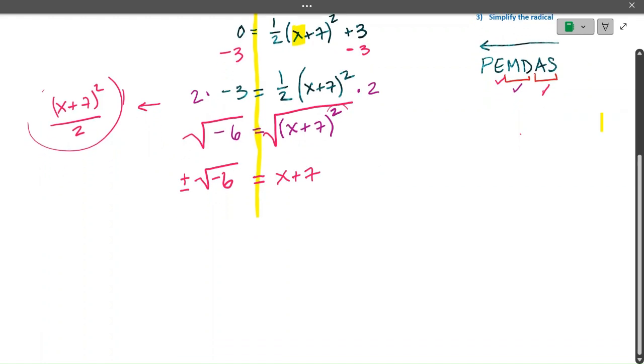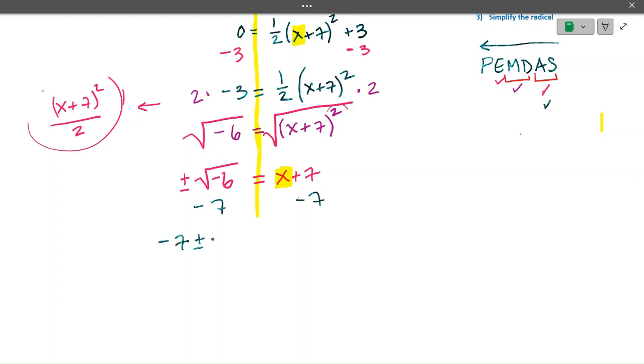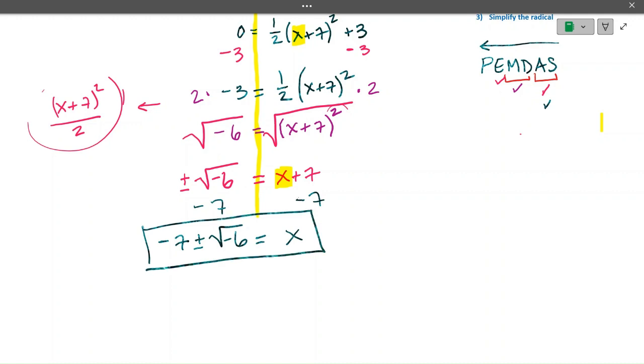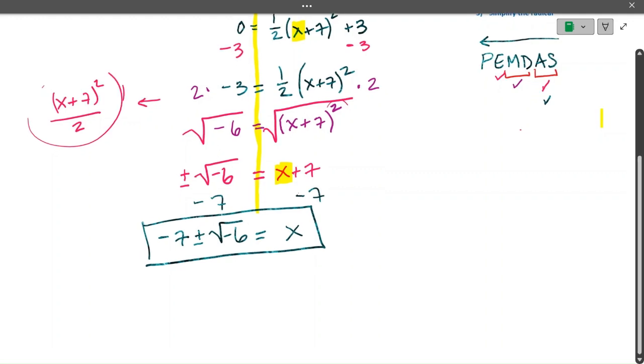We have no parentheses left. What that means is we start the order of operations over again, and we're back to addition and subtraction. I am in pursuit of getting this x by itself, so I'm going to subtract 7 from both sides. That leaves us with, I cannot combine that negative 7 with what's under the root bar because it's trapped. So negative 7 gets kicked out front, plus or minus the square root of negative 6 equals x. Okay, that is your root. Now, some people might think this is an okay answer.